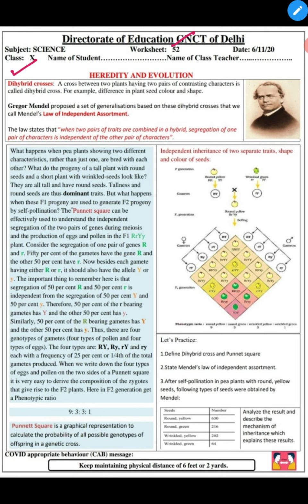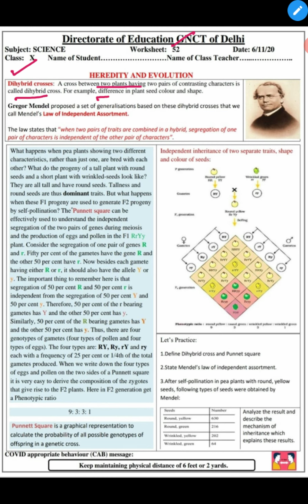A cross between two plants having two pairs of contrasting characters. Say we take two plants and two characters: one plant is tall and one is dwarf, and one has violet flowers and another has white flowers. So these two characters are there, height as well as color of flower. If we make a cross between these two plants, then that kind of cross is known as a dihybrid cross.